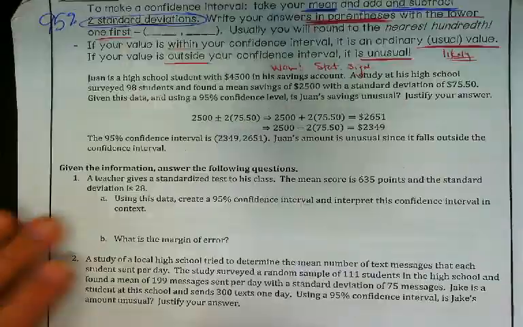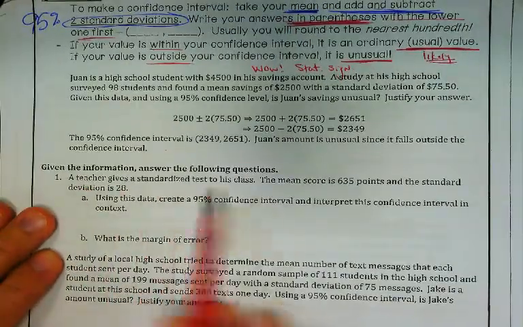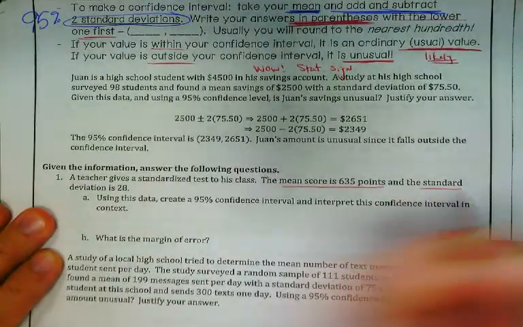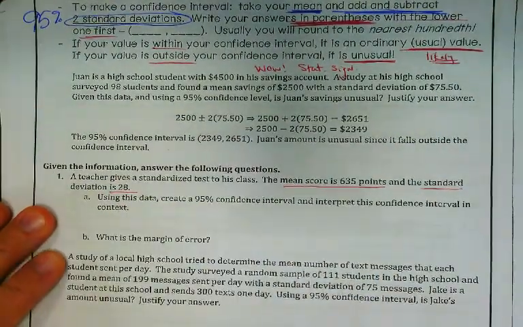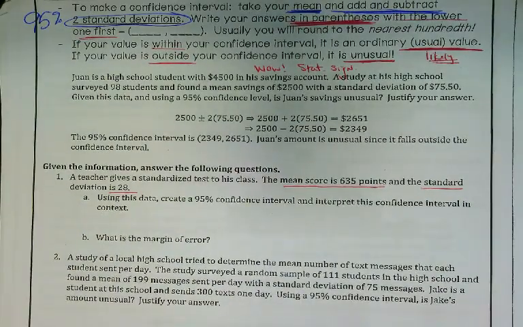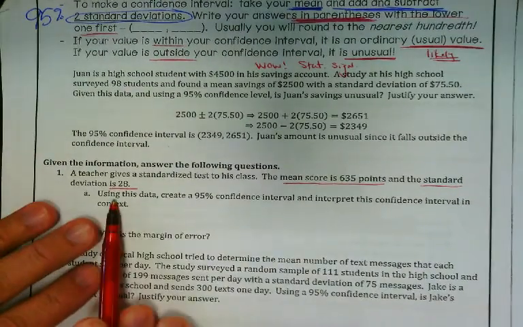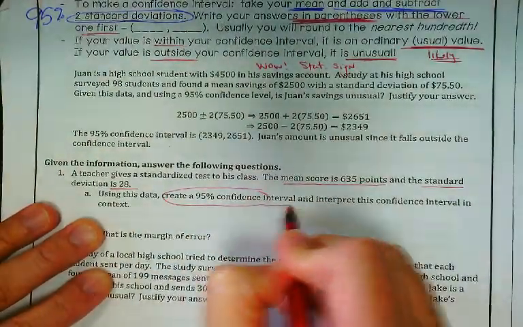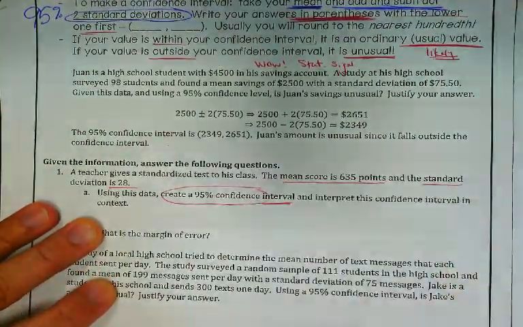All right, let's look at example 1 here. A teacher gives a standardized test to his class. The mean score is 635. The standard deviation is 28. So how is this different from yesterday's? Notice they didn't say it's a normal distribution. They didn't throw that normal word in there for norm CDF. They didn't give me a min and they didn't give me a max. So I know it's not norm CDF. Using this data, create a 95% confidence interval. And then interpret this confidence interval in the context of the problem.